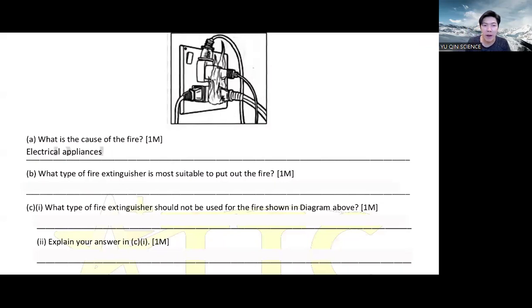Okay, what type of fire extinguisher is most suitable? Remember, electrical appliances, right? Electricity, definitely not liquid stuff, not water extinguisher, not foam extinguisher. Because with electricity, you cannot use liquid. So it will be the rest, either carbon dioxide or the dry powder, the universal one. So I go for carbon dioxide.